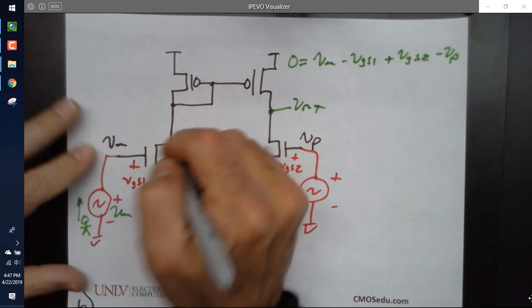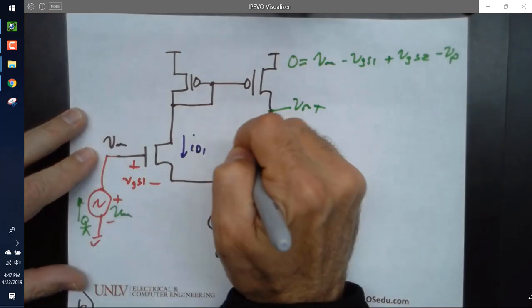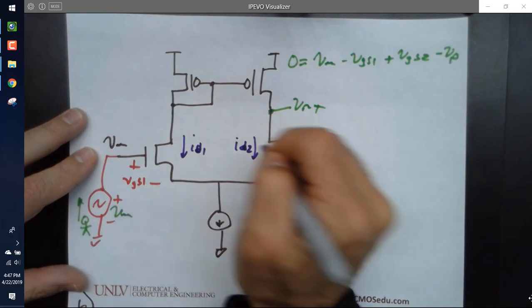VGS1 and VGS2 should be equal. Well, ID1, ID2. They're equal and opposite.